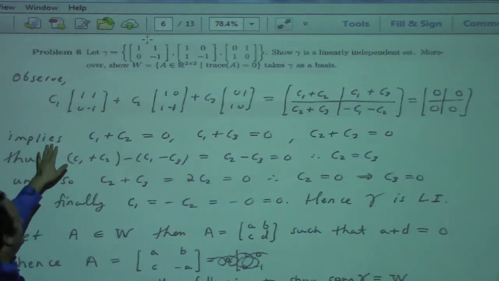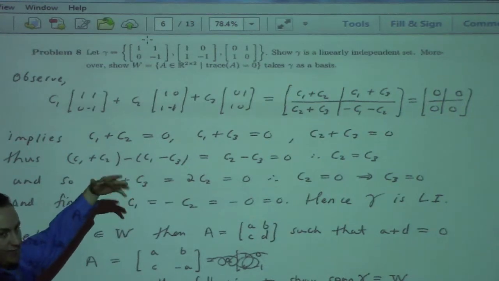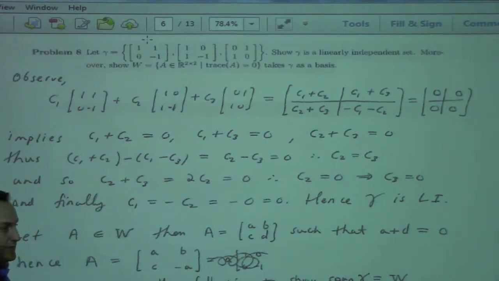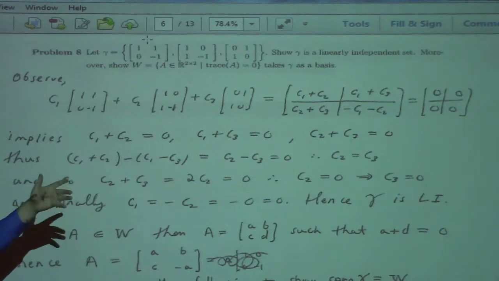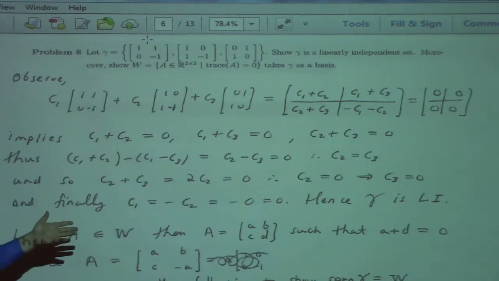Anyway, so this linear combination set equal to 0. If I can show that c1, c2, and c3 are 0, that shows linear independence. And once you do that, you get 3 interesting equations, right? And then solve them, and you get c1, c2, and c3 are 0.